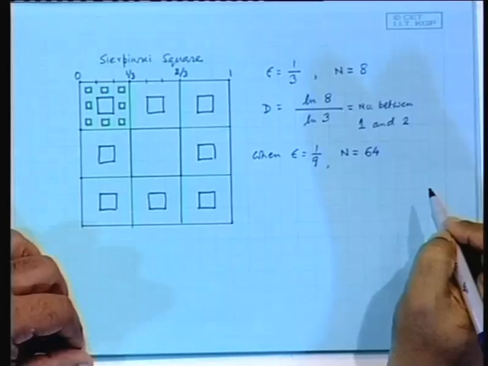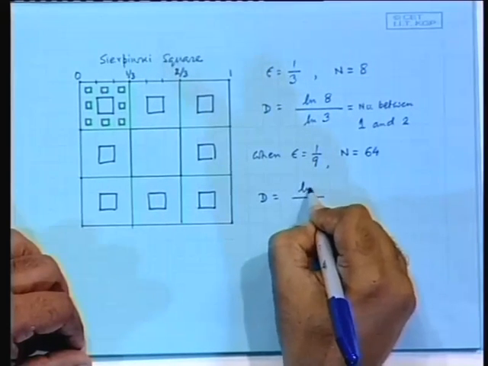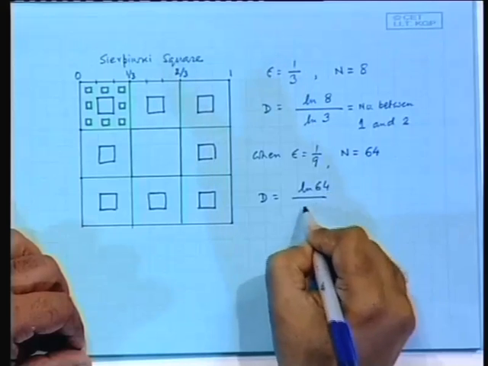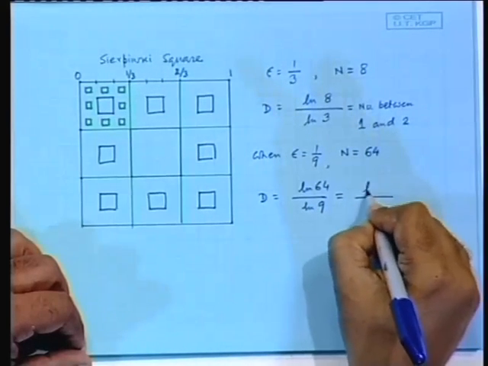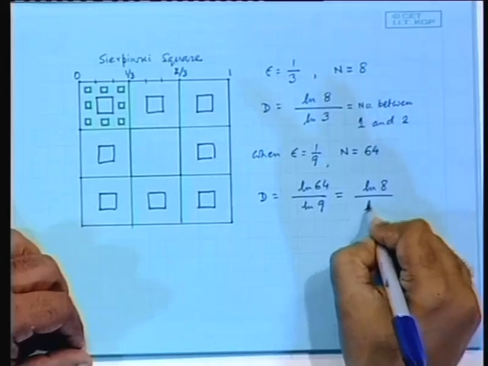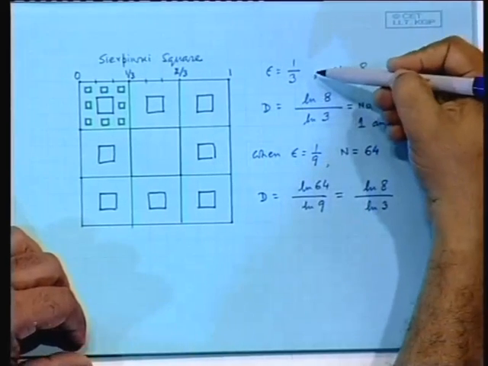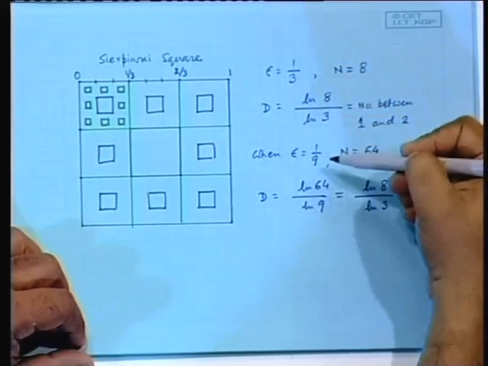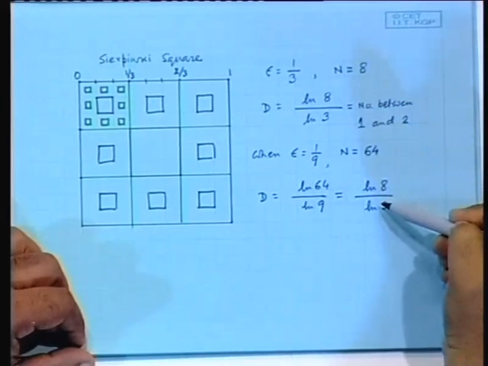this object. So, at this stage, D is ln 64 by ln 9, which is nothing but ln 8 by ln 3. So, you see, even if we have reduced the epsilon further, we have obtained the same value of the dimension.